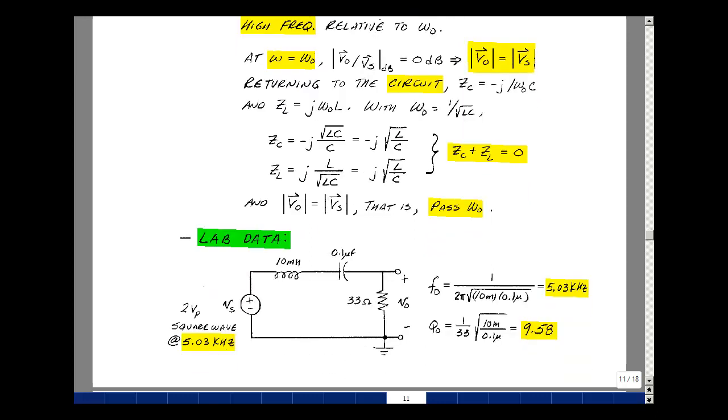Let's do an example. Suppose that I put a 2 volt peak square wave at 5.03 kilohertz with this R, L, and C: 10 millihenries, 0.1 microfarad, and 33 ohms. Resonant frequency is omega naught divided by 2 pi, and that's 1 over the square root of L times C, and that's 5.03 kilohertz. Purposely picked that frequency because of this. And the value of Q naught is 1 over R, square root of L over C, and that turns out to be almost about 10. Let's see what happens.